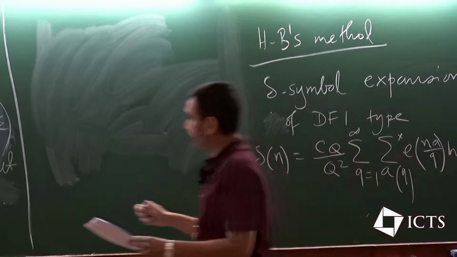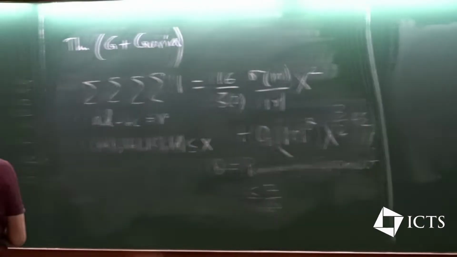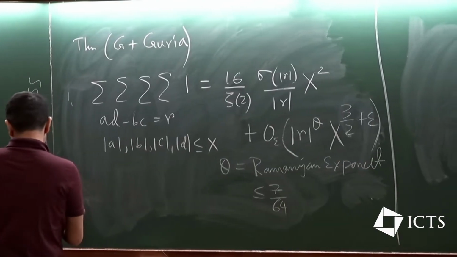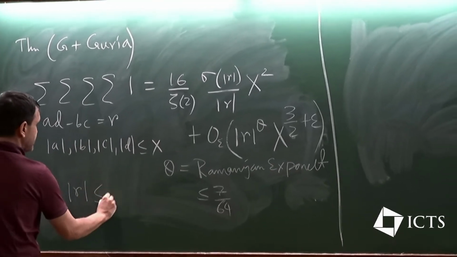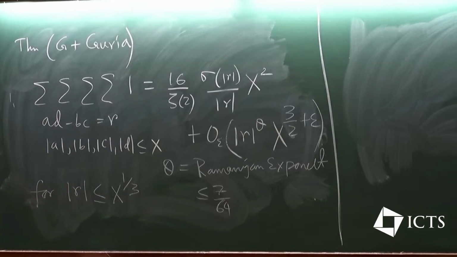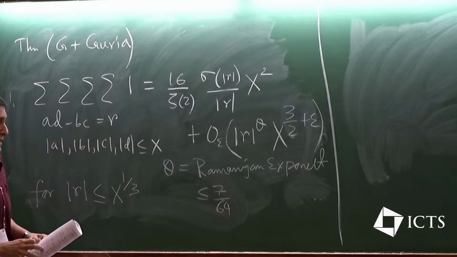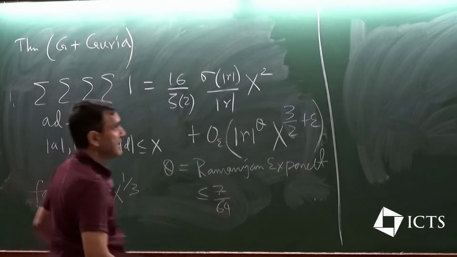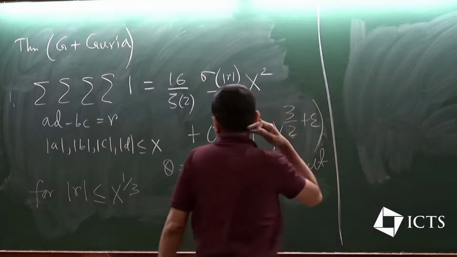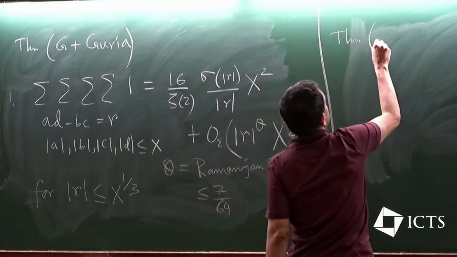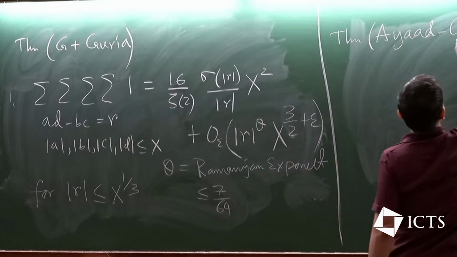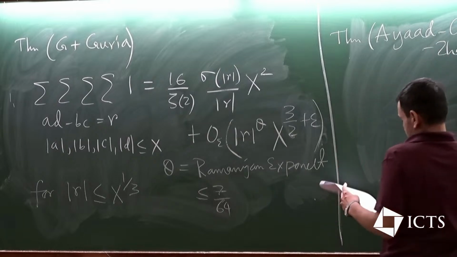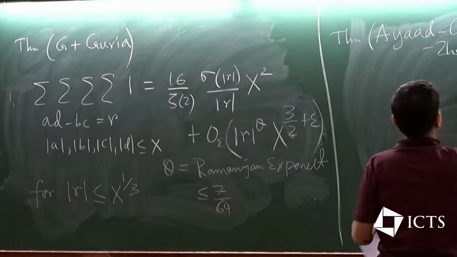I should also say that R cannot be too large. So this result is for mod R less than x power 1/3. And what about R equal to 0? That can also be done, but in fact it is already done by a nice paper by Cochrane and Chang. Sorry, I forgot the year, but it's in JNT.